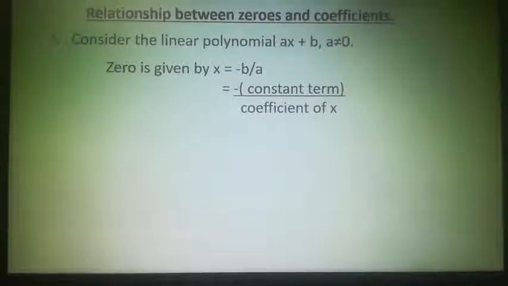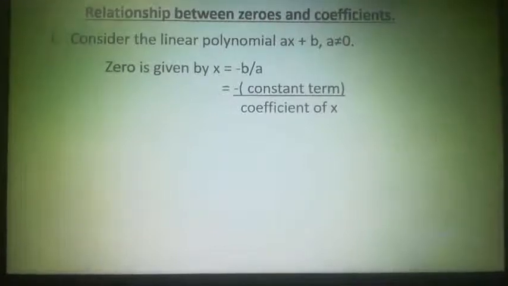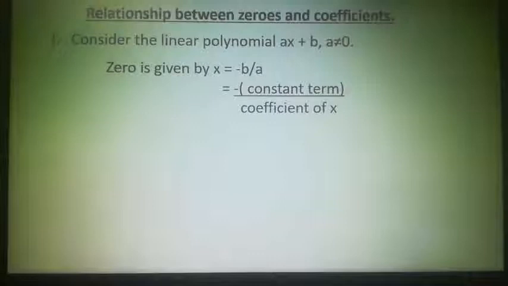So in a polynomial, if the variable is x, the different values of the constants a and b determine different polynomials. Whatever may be the real values of a and b, the only zero of this polynomial is given by negative of the constant term of the polynomial divided by the coefficient of x.